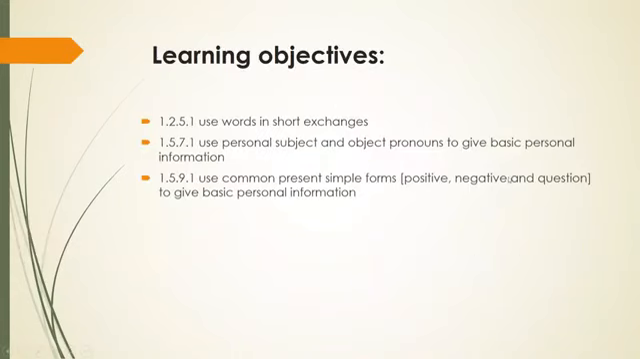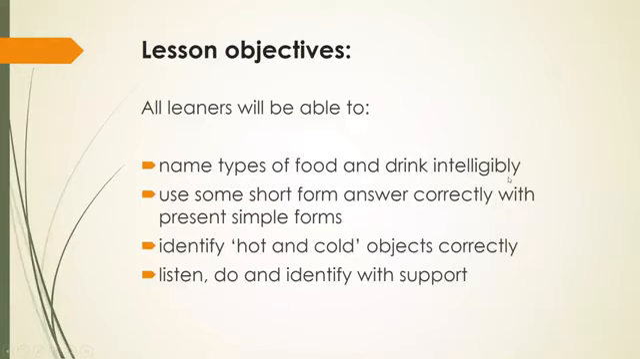Let's start with the lesson objective. For my lesson, I have chosen these lesson objectives, and according to that, all learners will be able to name types of food and drink intelligibly, use some short form answers correctly with present simple forms, identify hot and cold objects correctly, listen, do, and identify with support.